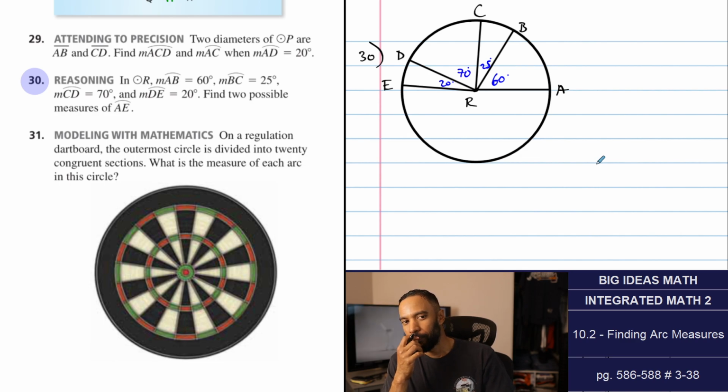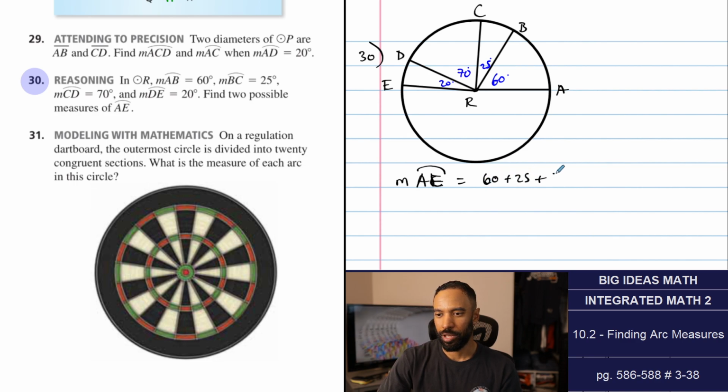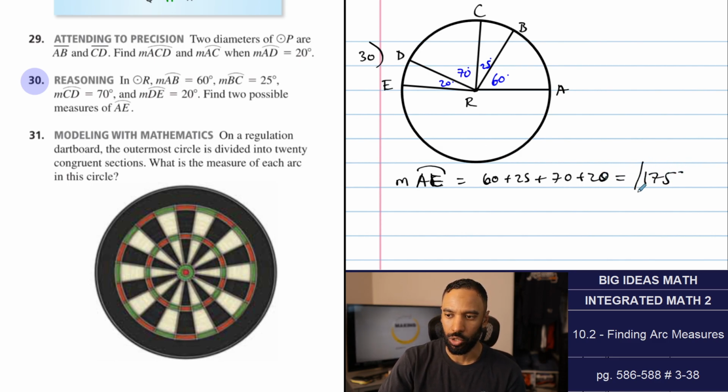Got it. Okay, here's the thing, right? The arcs didn't have to do what I did, but I'm going to provide one of them. This is considered a minor arc in this case, and I kind of said what some of the things are here. Measure of arc AE could be this where we go 60 plus 25 plus 70 plus 20, and I think I said that was 175 degrees. Now that's still a minor arc, so that still qualifies.